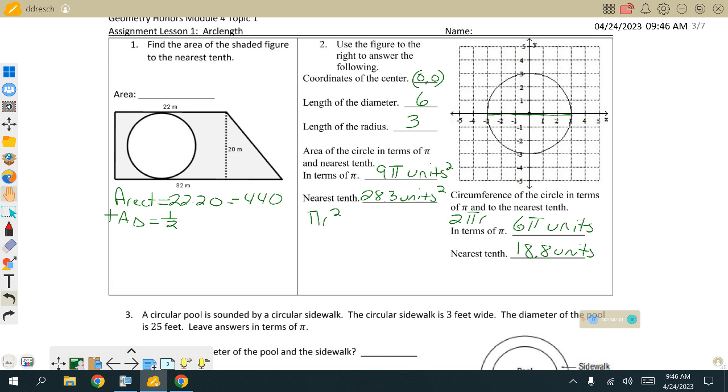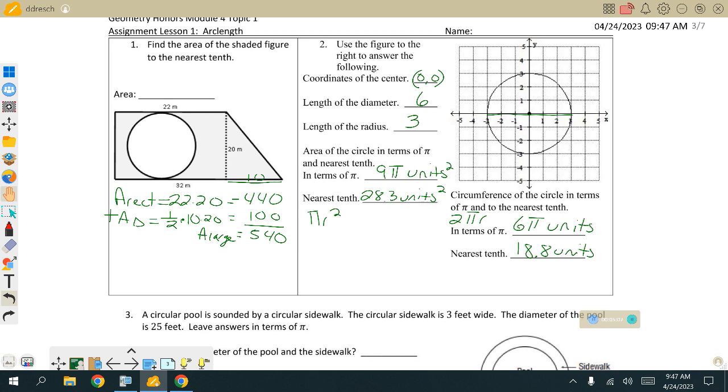And we're going to add on to that rectangle a triangle. Now that triangle is 1/2 base right here times that height of 20. Now that 32 is everything. Subtract out that 22. So that's 10. 10 times 20 is 100. And together they add up to 540. So now what we just found with that 540 is the area of that big old large figure.